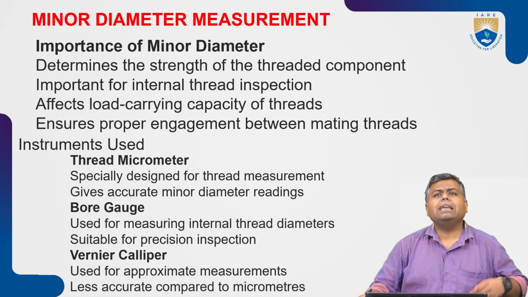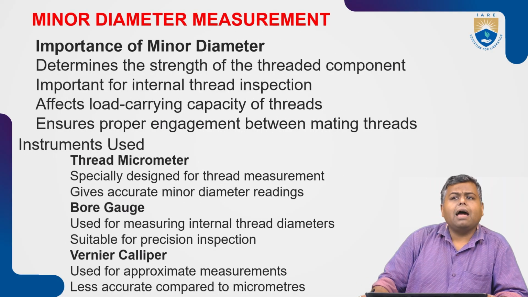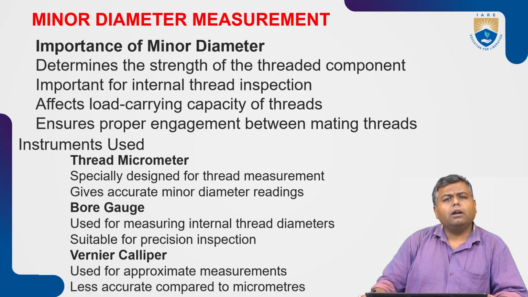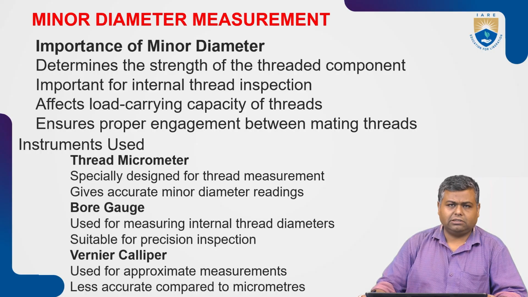The next is minor diameter. Minor diameter is one of the important parts because it is the root-to-root connection on the screw. So it determines the strength of the threaded component. Also, it is important for internal thread inspection. It affects the load carrying capacity of the threads. It will ensure proper alignment between mating threads.